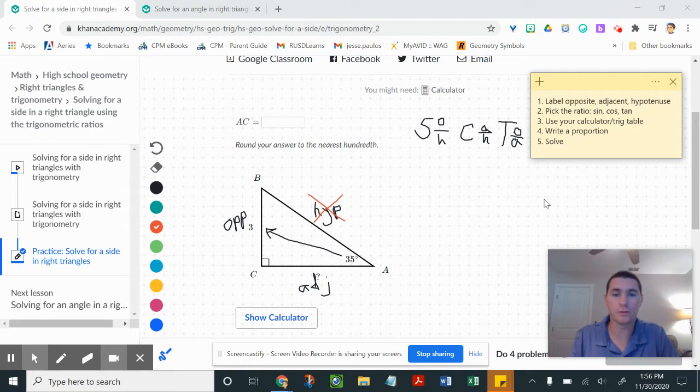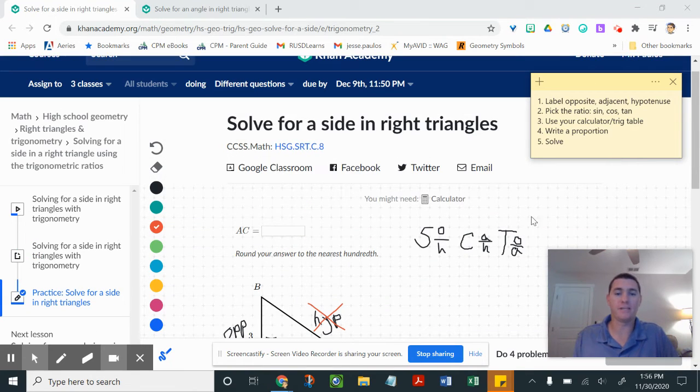Hey guys, I want to give you a quick tutorial on how to solve for a side in right triangles and how to solve for an angle in right triangles. Now we're going to follow these general 5 steps here.